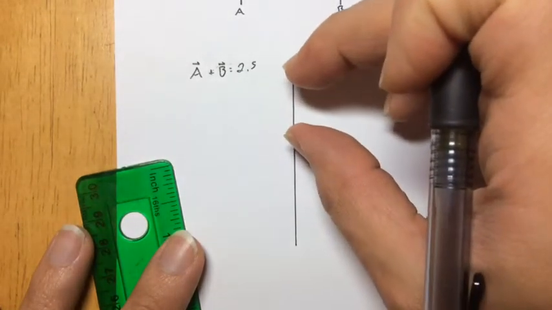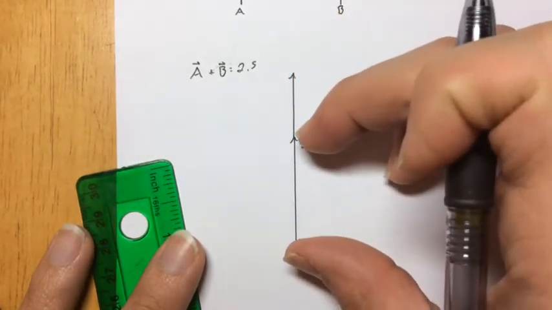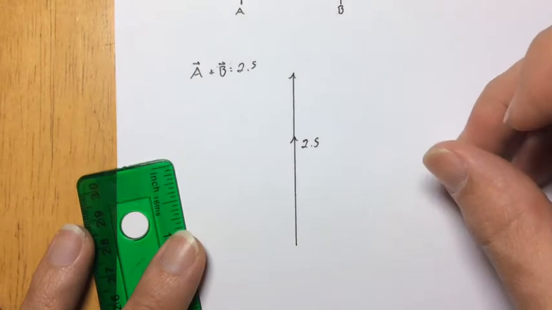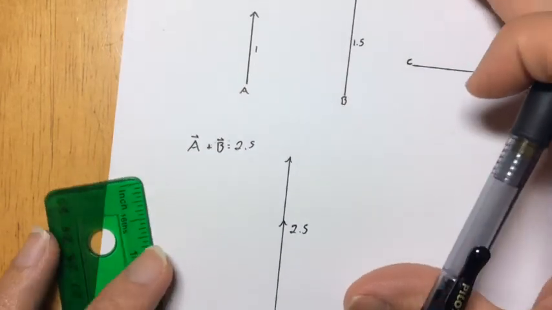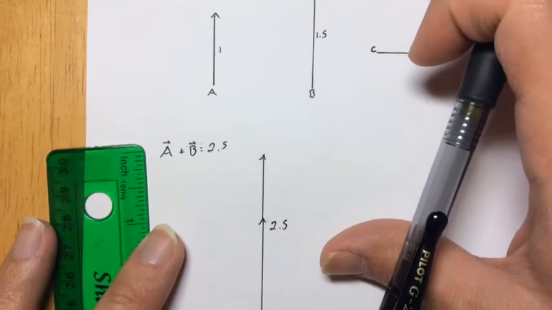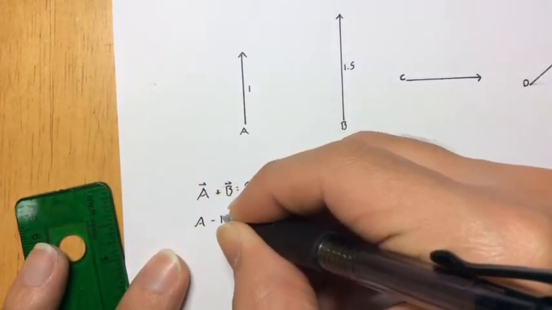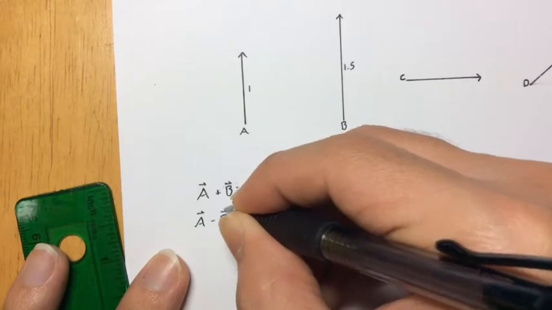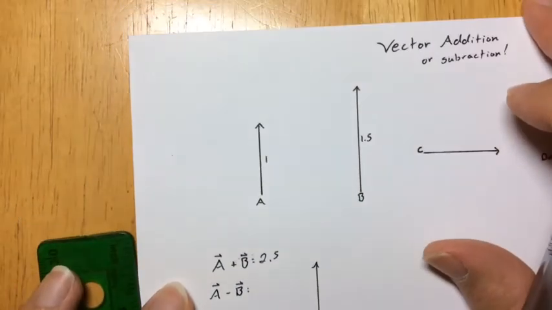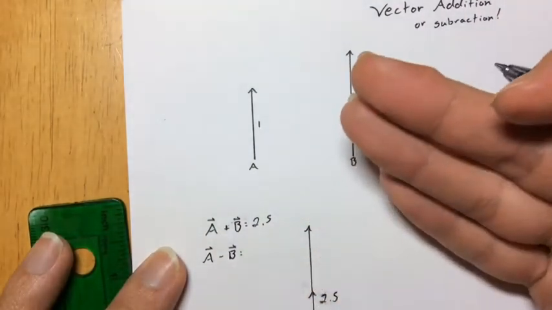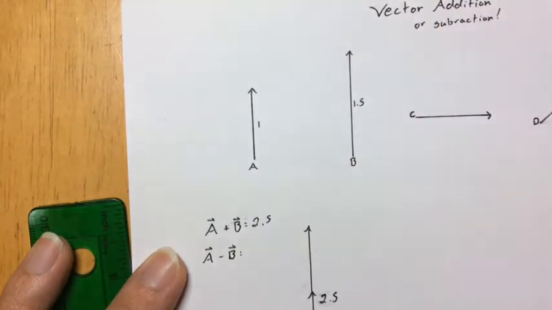It didn't matter whether I stuck vector A on top or vector B on the bottom. I can switch them up and I still get 2.5. But you guys have been doing this all your life. This is just adding, okay? And if I said, what about vector A minus vector B, then what is that? Subtraction is just addition, adding the opposite.